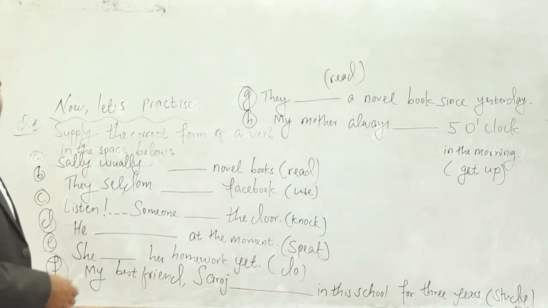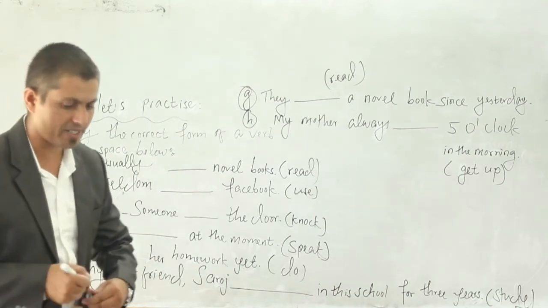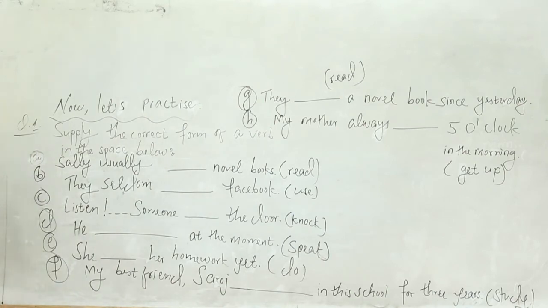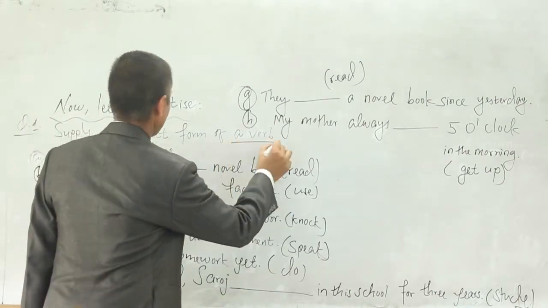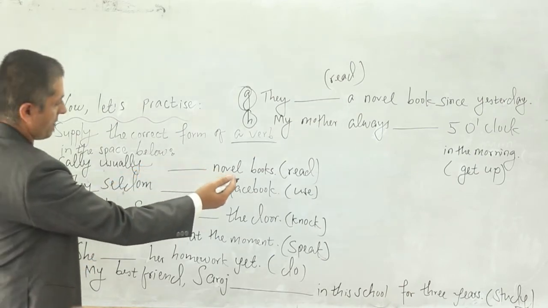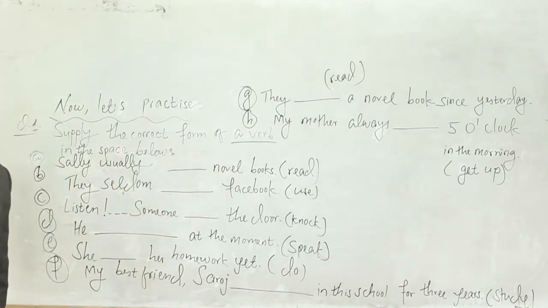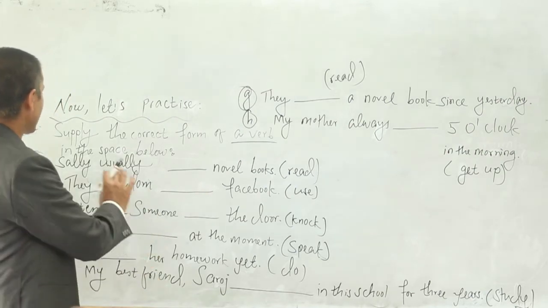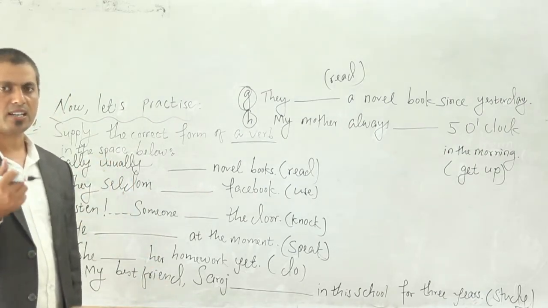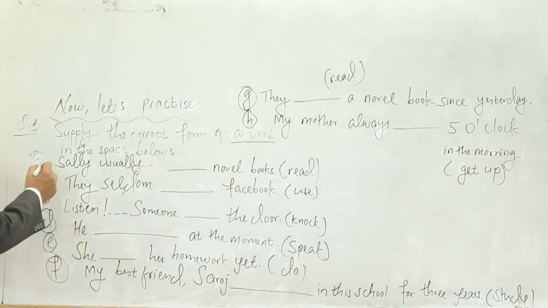So now let's practice. Okay, student, let's do it together. Supply the correct form of the verb in the space below. The verb is given in the bracket, and we have to use it according to the tense and the rules that you have already learned. Okay, number A, let's have a look.